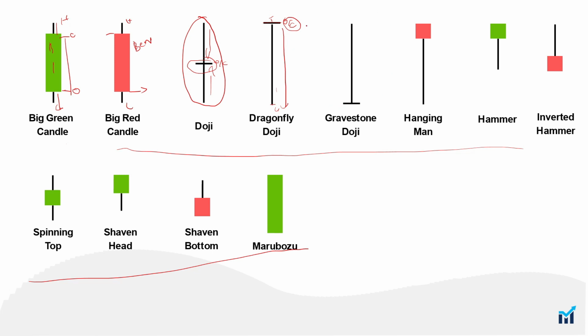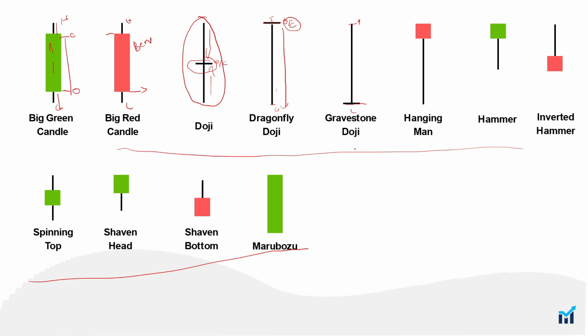In a gravestone doji, this is nothing but the vice versa of this one. Open and close are the same and it makes a new high, but there is no low. All right. So the market has not gone anywhere down. It has directly opened. It tried to go as far up as possible. Then again, it pulled back to the price where it opened.